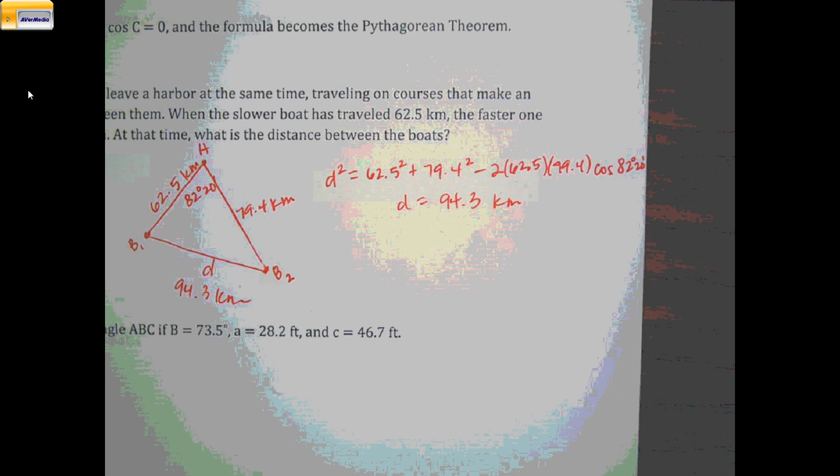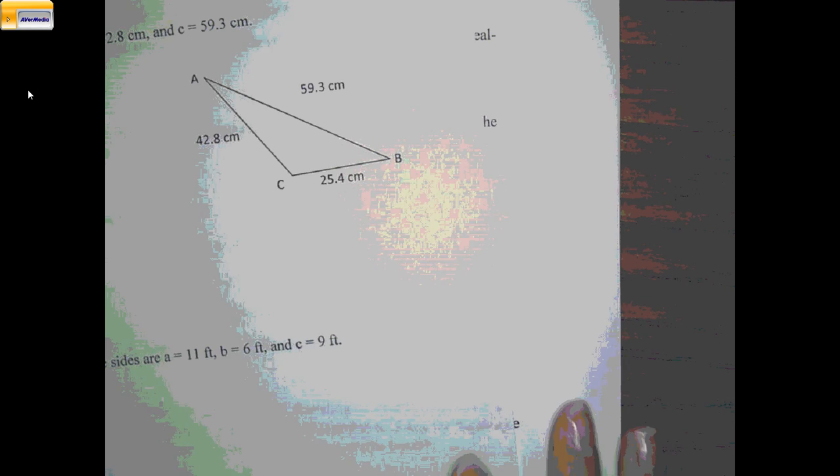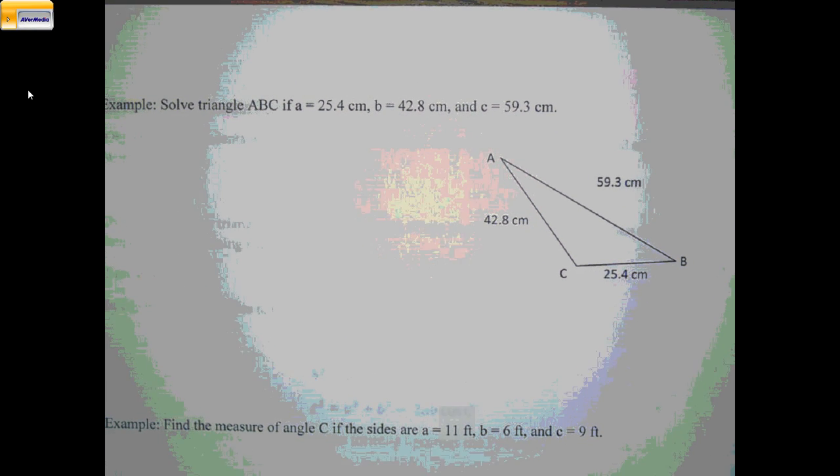Let's see, what else do I want to do? I'm going to skip examples. We're going to go to this one. This one, solve triangle ABC if side A is 25.4 centimeters. You could just copy the diagram. Side B is 42.8 centimeters. And side C is 59.3 centimeters.